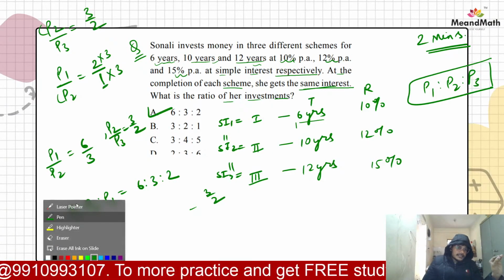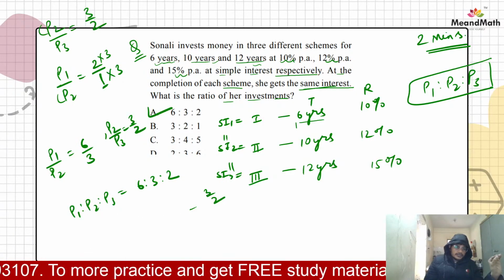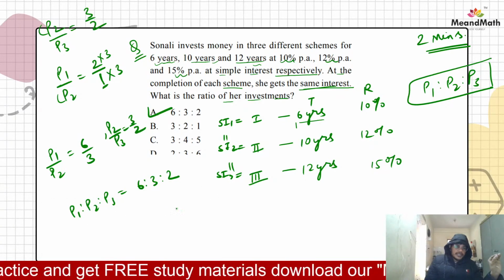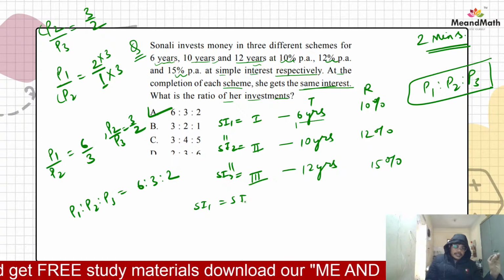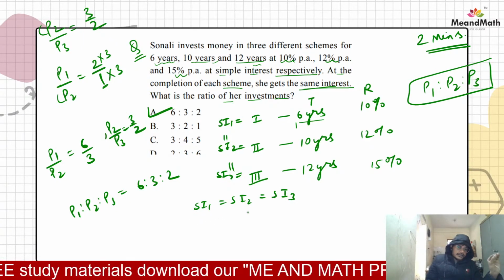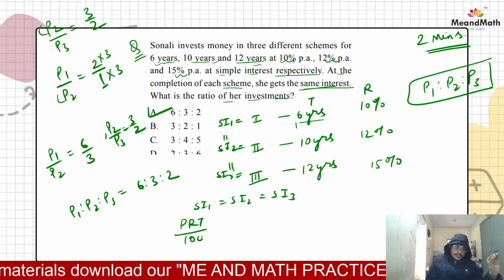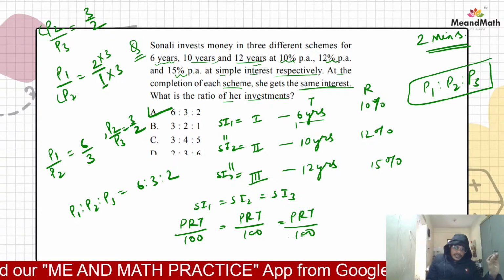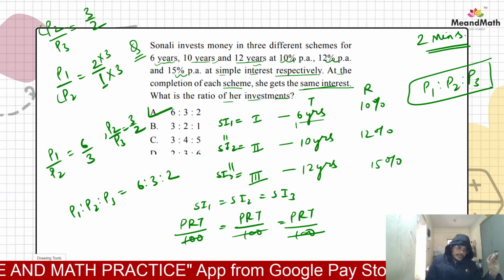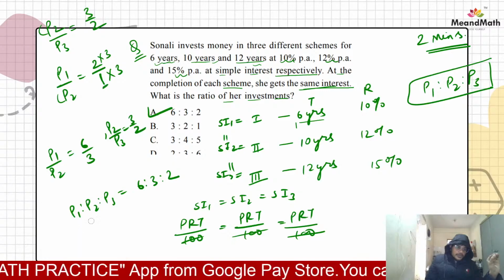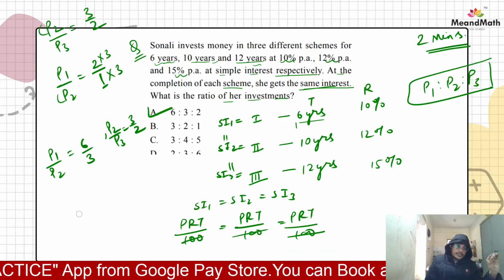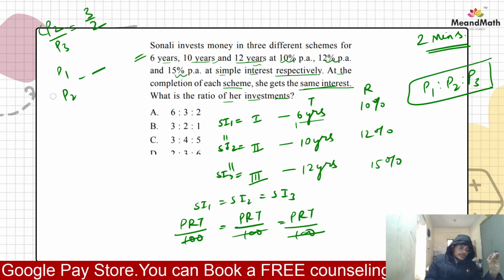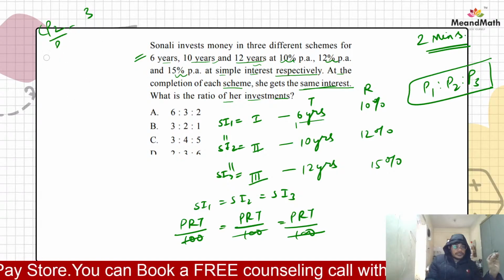So if your interest is the same, that means SI1 is equal to SI2 is equal to SI3, right? That means PRT upon 100 should be equal to PRT upon 100 should be equal to PRT upon 100, right? 100 to 100 to 100 cancel out, right? Now, if you look closely, you just have to put the values of R1, R2, R3, right? If you can do that, you will be solving the question.